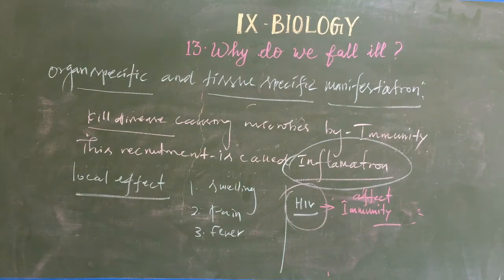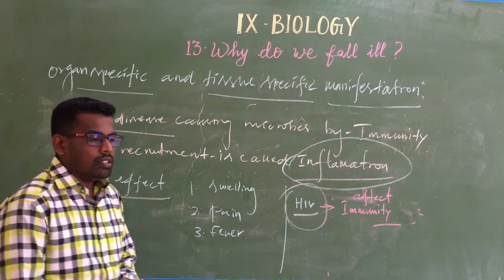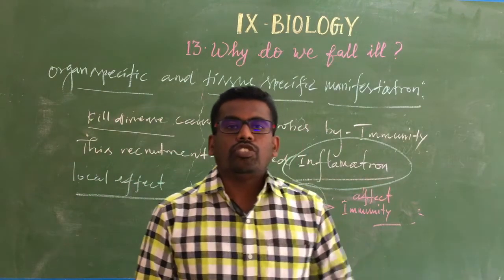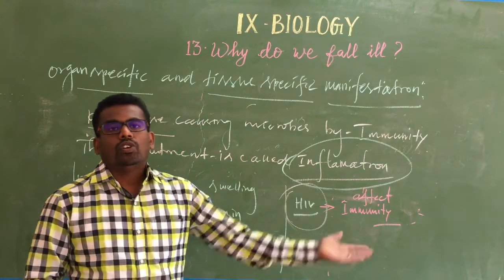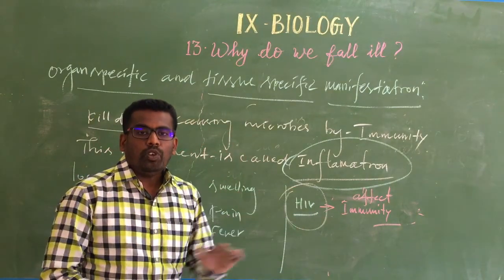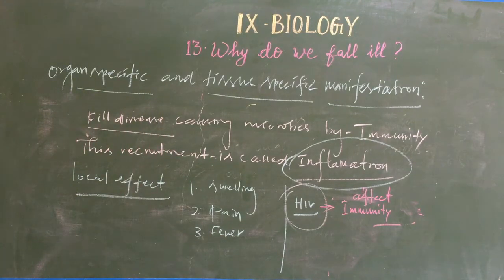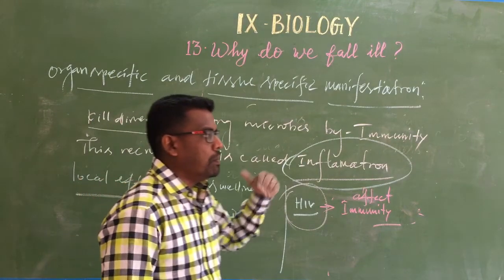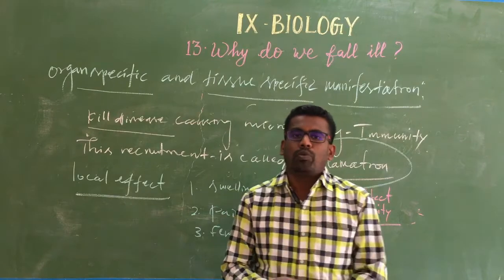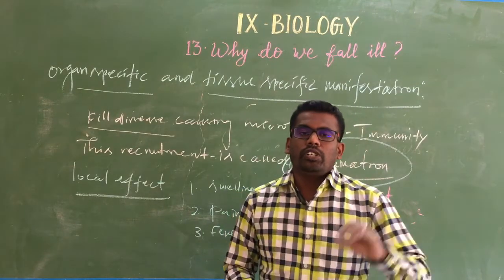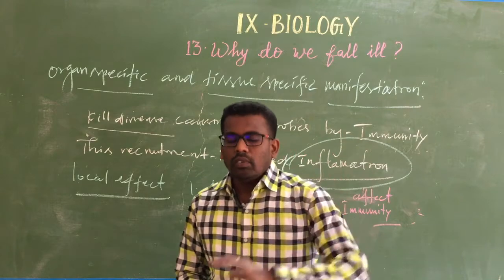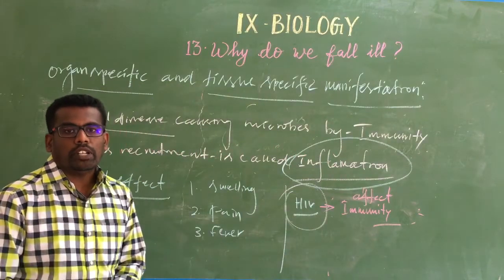Okay, or else if the virus reaches through the sex organs, it reaches the lymph nodes and damages the immune power, and the person loses immune power. And the malaria causing microbes enter through the mosquitoes. Malaria is a type of disease caused by a protozoan. That protozoan is transmitted through the mosquito bite.